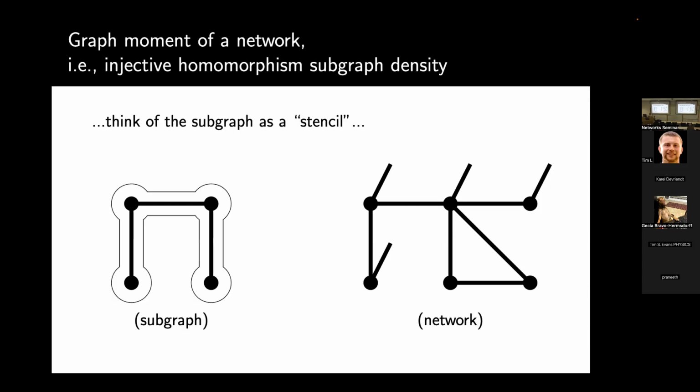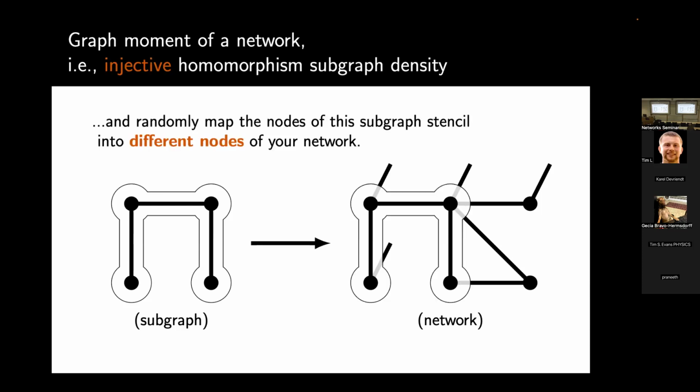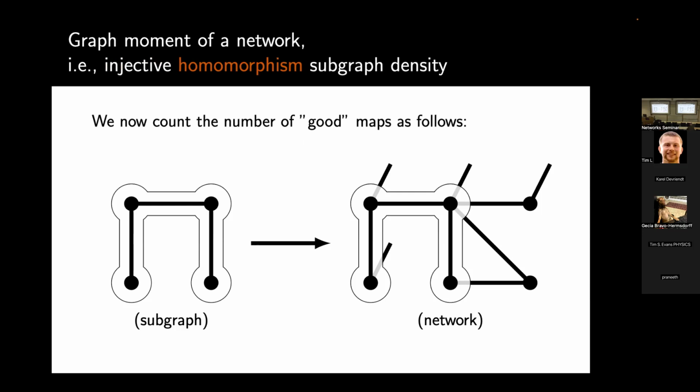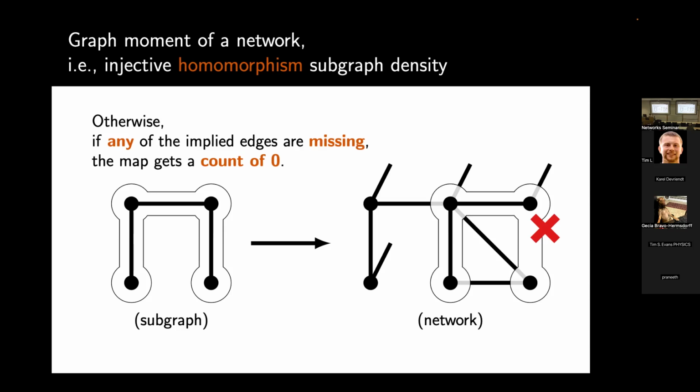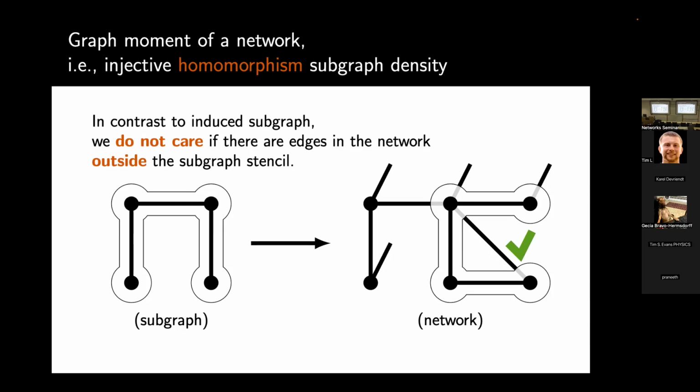Okay, so I want you to think about this subgraph as a sort of stencil, and then you can randomly map the nodes of this subgraph into different nodes of your network. That's the injection here. And then now we're going to count the good maps. If all the edges are there, then that's a count of 1. If any of the edges are missing, that's a count of 0. And it really doesn't matter what happens outside the stencil. That's the homomorphism part, as opposed to induced, right?